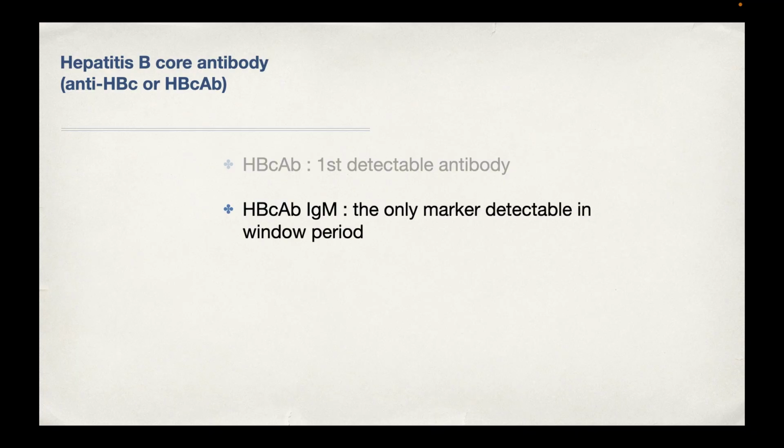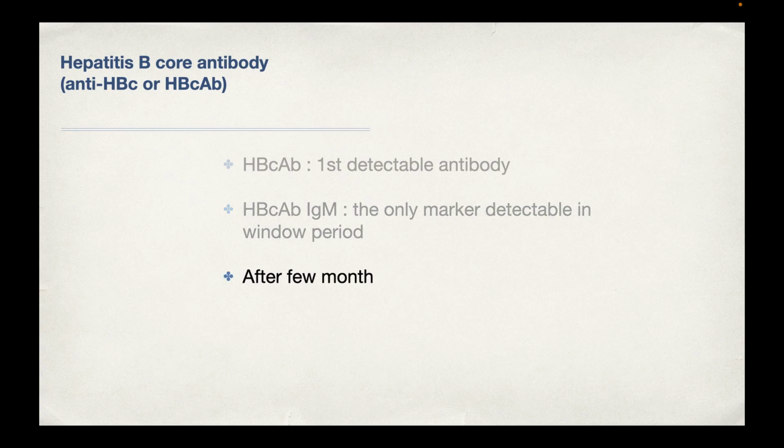The next one is hepatitis B core antibody. And hepatitis B core antibody is the first detectable antibody during the infectious process. Now, this hepatitis B core antibody may also have the hepatitis B core antibody immunoglobulin M. And the immunoglobulin M is the only marker which is detectable during the window period. That's when we are unable to detect both the hepatitis B surface antigen and the hepatitis B surface antibody. Now, once we have the hepatitis B core antibody immunoglobulin M, it indicates that you are having an acute infection.